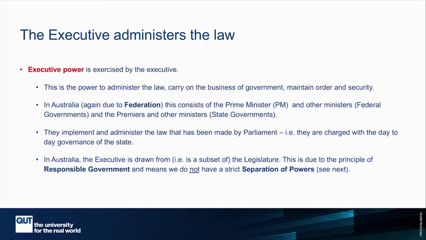Now, the executive is probably what you run into most in your everyday life in terms of what you think about government. That's the area that administers the law. Again, federation is important because at the Commonwealth level, we have a Prime Minister and other ministers. And at the state level, we have the Premier and their ministers. They implement and administer the law with the departments, okay?